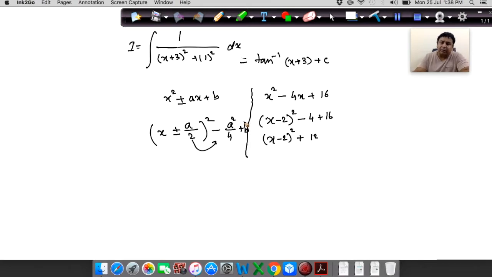1 upon quadratic, complete the whole square. Fine, that will be the method.